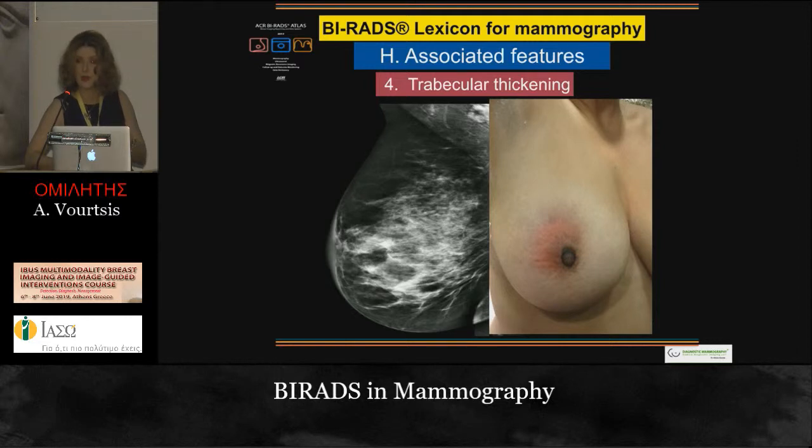It is normal to see an increase in thickness of the breast skin, 2 to 3 millimeters, in the area of the inframammary fold or in the area around the nipple.